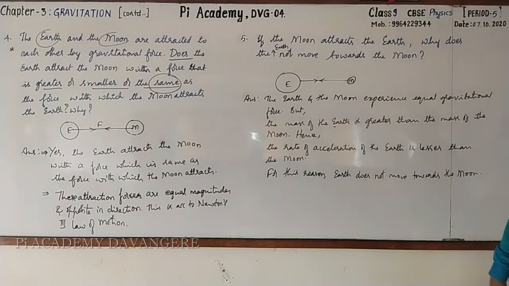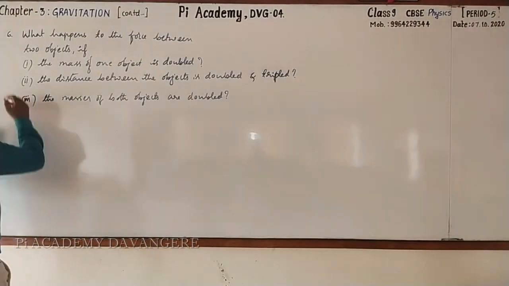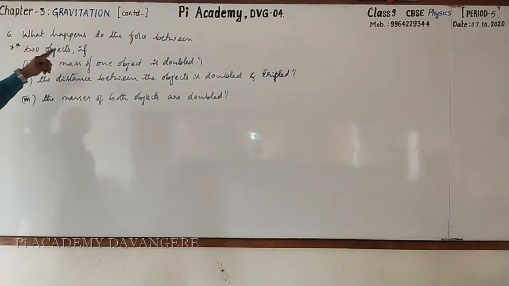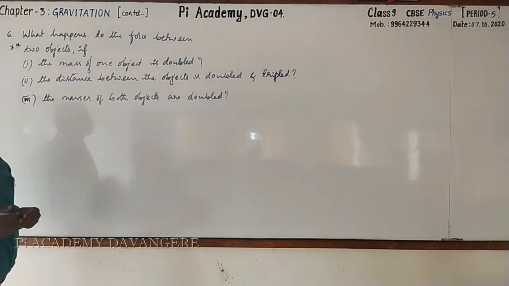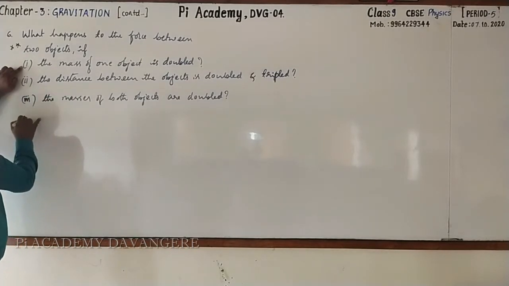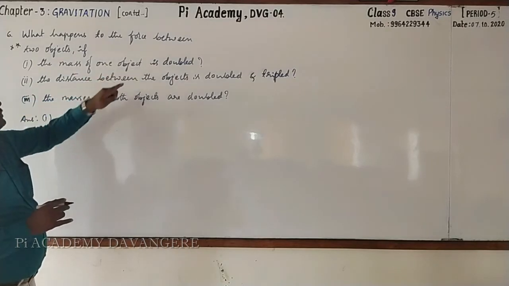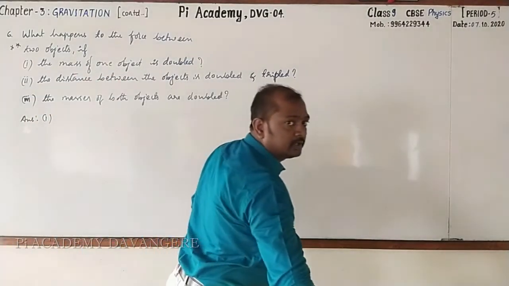Let's copy this one. Dear students, the sixth one. This is also very important from the examination point of view. Please go through this. What happens to the force between two objects, nothing but the gravitational force, for three conditions? Let's go for answering one by one. The first one is: the mass of one object is doubled. Hope that you have understood.